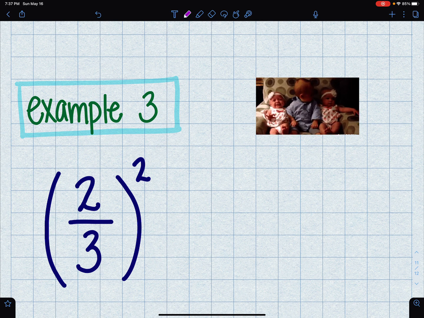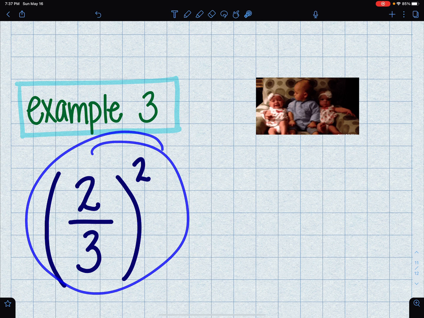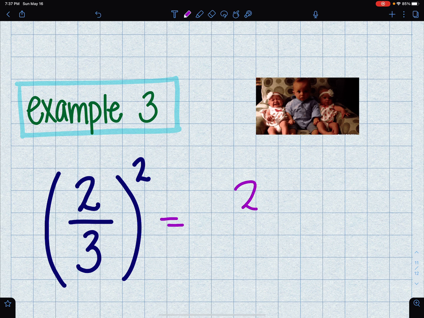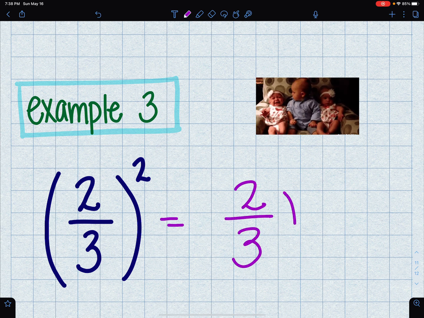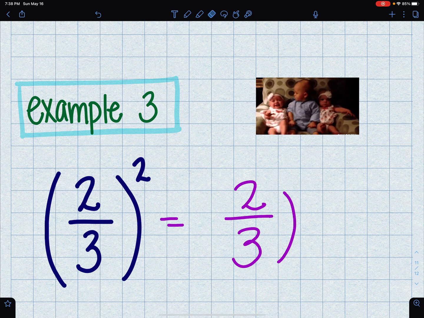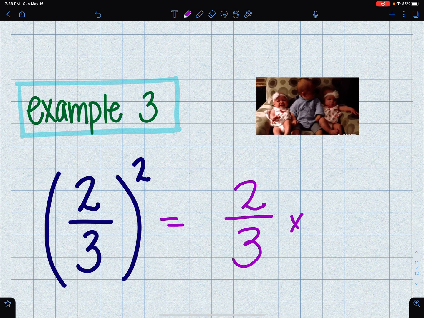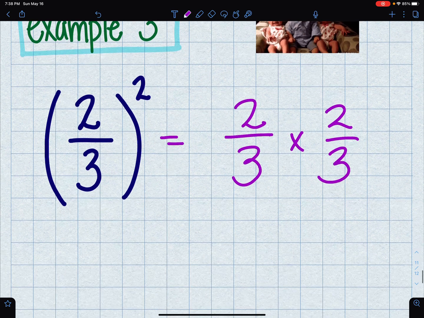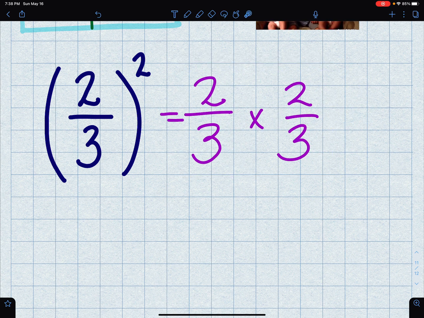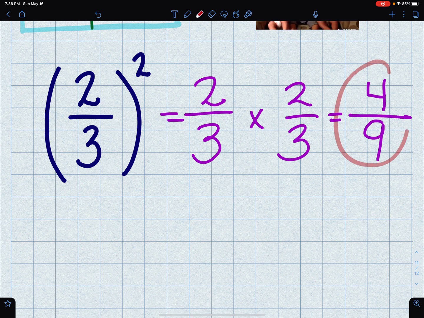Okay, example 3 says to simplify this. So how would we simplify this? Let's do the math. It's going to be 2/3 to the power of 2, which means 2/3. Well, I guess I don't need parentheses. You could just do 2/3 times 2/3. When you multiply fractions, of course, you just multiply them straight across. So the numerator times the numerator, 2 times 2 is 4. 3 times 3 is 9. So it's going to be 4/9. That's the answer. Easy peasy.